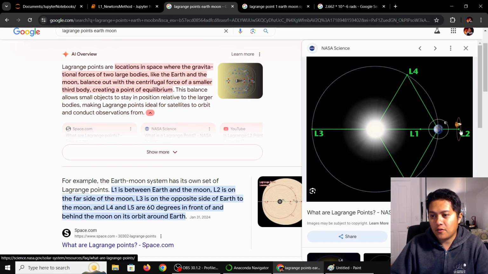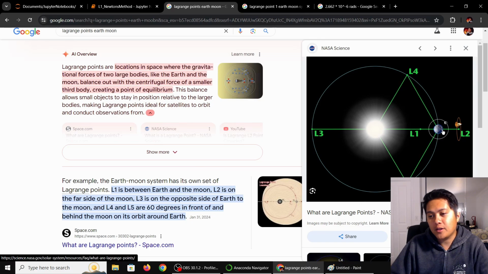There are 5 points of equilibrium. The first 3 lie on the line connecting the Earth center and the Sun center, and then the L5 and L4 points form an equilateral triangle with the Sun and the Earth.